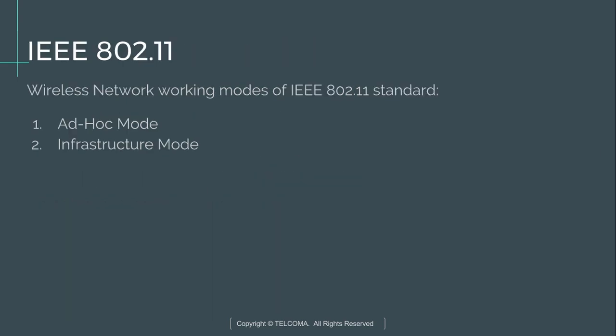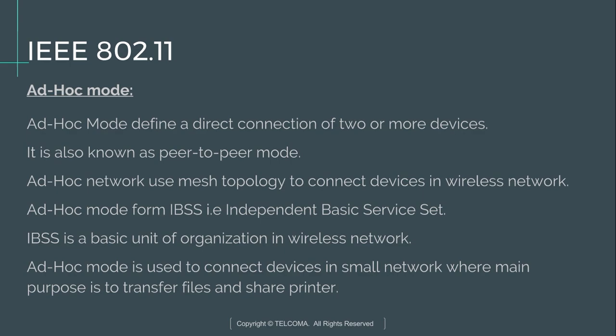The first topic is the working modes used by the wireless network. They use the ad hoc mode and the infrastructure mode. Let's first discuss the ad hoc mode. The ad hoc mode defines a direct, end-to-end connection between two or more wireless devices. It is also known as peer-to-peer mode, and it forms a mesh topology to connect the devices in the wireless network. The network formed using the ad hoc mode is known as an IBSS, Independent Basic Service Set. An IBSS is a basic unit of organizing a wireless network. Ad hoc mode is used to connect devices in a small network where the main purpose is to transfer files and share a printer.